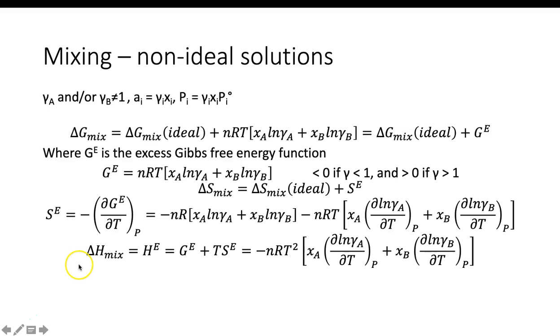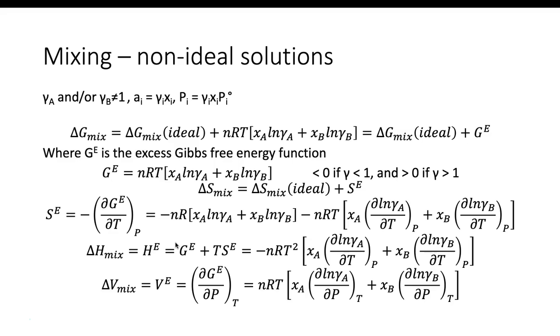And then the heat of mixing, of course, ideal, is zero. So all of the heat involved in mixing is an excess heat or excess enthalpy. We can rearrange and set up our expression this way, and we're left with this term, minus nRT squared, once again, because we don't know whether the activity coefficients are independent of temperature. If they're independent of temperature, these terms will go away, and this would also be zero as well.